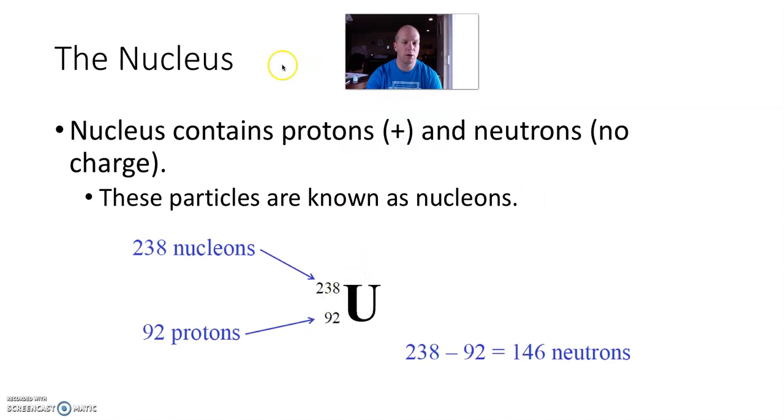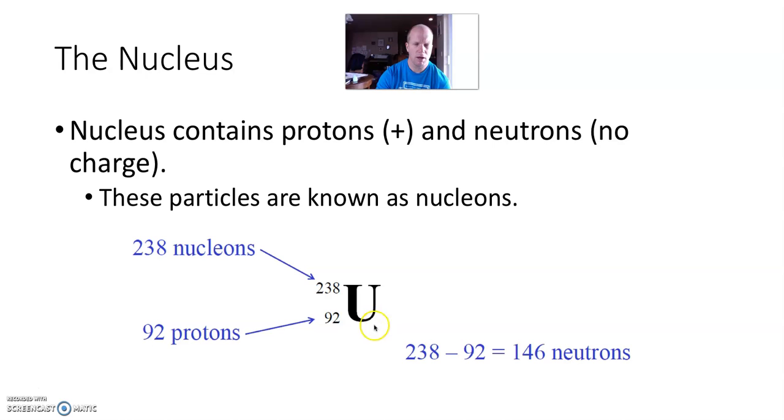All right, so just a quick review, the nucleus, you guys. The nucleus contains protons and neutrons, okay? We know this. These are known as nucleons. So we refer to these in nuclear chemistry as nucleons. And I think you're familiar with this notation, but let's just make sure.